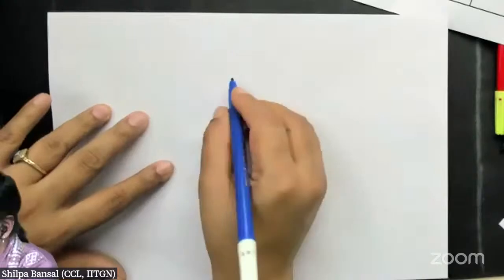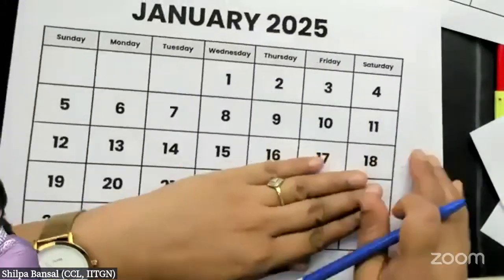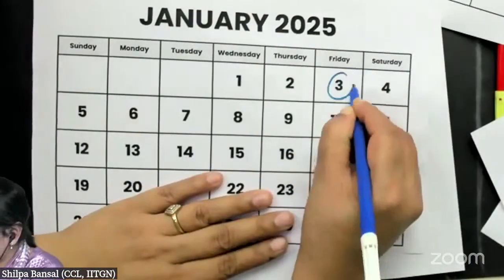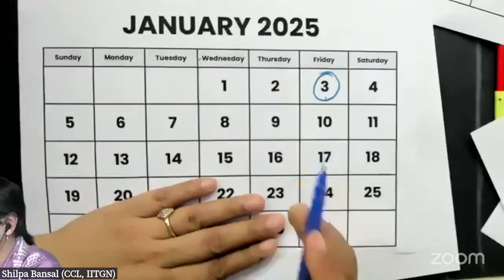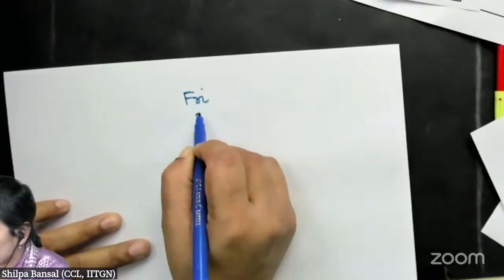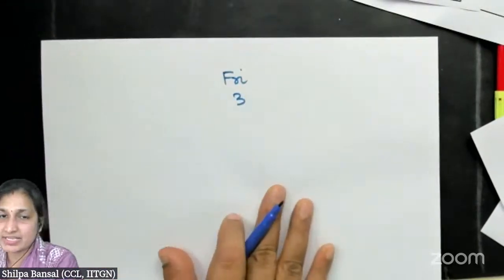So let's see how you're doing. You know that I had a January calendar. So let's see, you know 3rd of January 2025 was Friday. You can do it in 3 ways. If you know Friday, it is 3. You don't know anything else, but you can calculate.